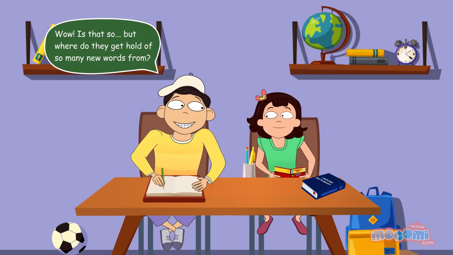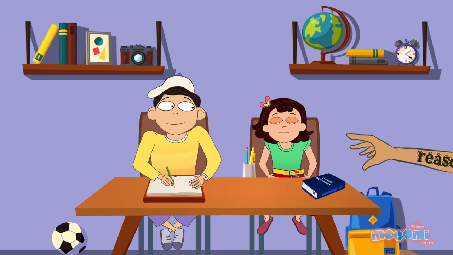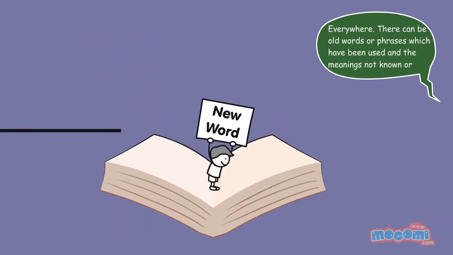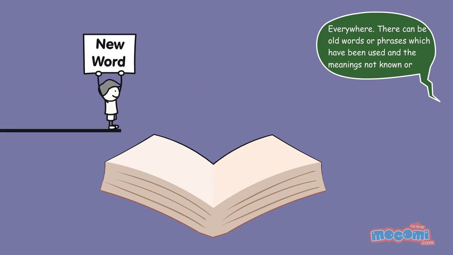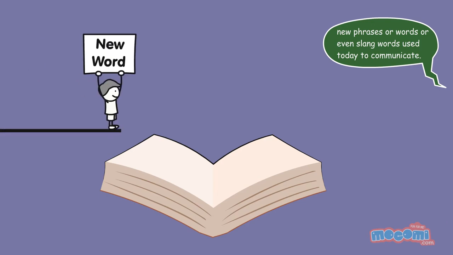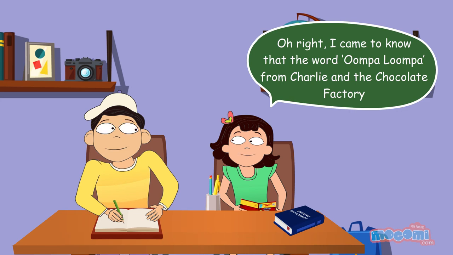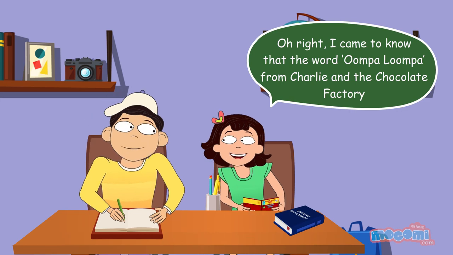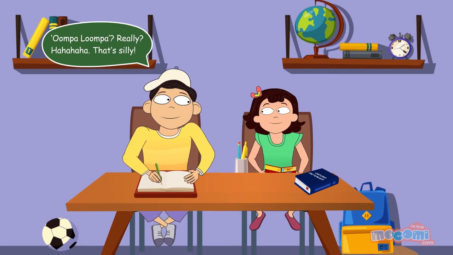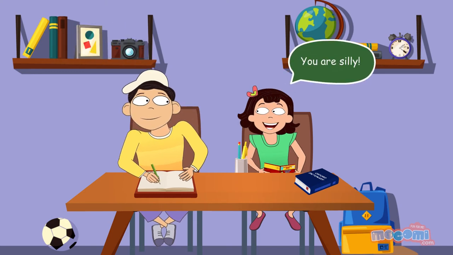Wow, is that so? But where do they get hold of so many new words from? Everywhere. There can be old words or phrases which have been used and the meanings not known, or new phrases or words, or even slang words used today to communicate. Oh right, I came to know that the word Oompa Loompa from Charlie and the Chocolate Factory has been added to the Oxford Dictionary. Oompa Loompa? Really? That's silly. You are silly.